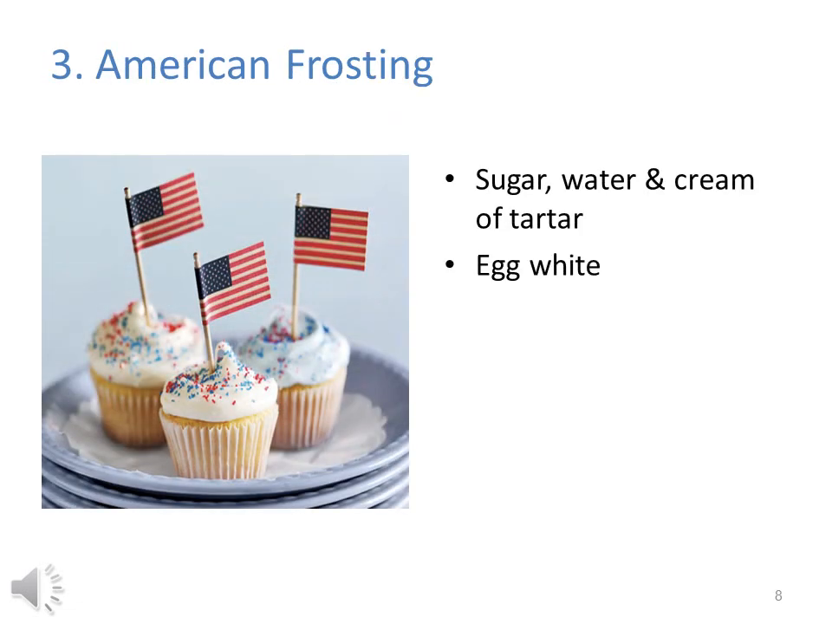Next is American frosting. For making American frosting, first you need to boil sugar, water, and cream of tartar till 115 degrees Celsius. Then whisk egg white and gradually add the syrup. Whisk till soft peak consistency and apply immediately on a cake.